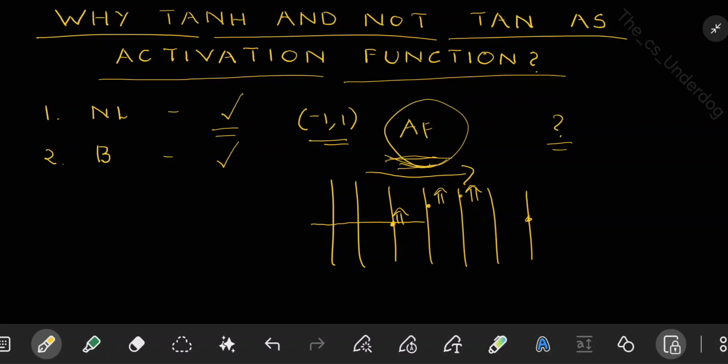But what about tan x? That is your normal tan function. This can take any value from -infinity to infinity, which means this is not bounded. That is, it can explode.